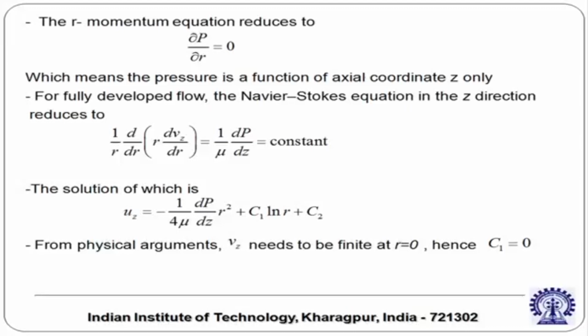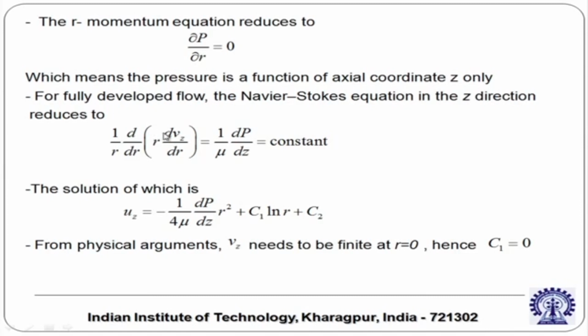Now, the r momentum equation, so far we have discussed the z momentum equation. In the r momentum equation, because Vr is equal to 0, all terms are 0, that means del p del r, which is the only term remaining, is also 0. So, because del p del r is 0, that means p is a function of z only, p is not a function of r. So, that boils down to this equation.